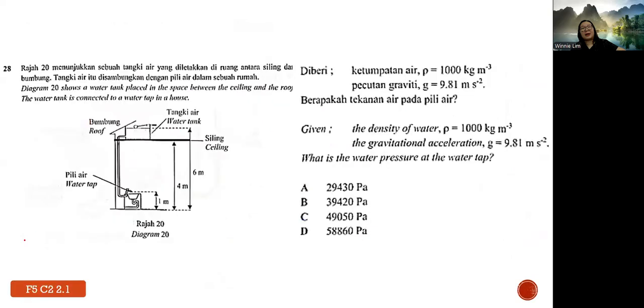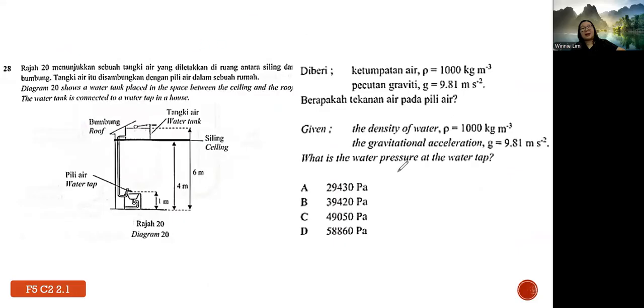28. Diagram 20 shows a water tank placed in the space between the ceiling and the roof, and the water tank is connected to a water tap in a house. So what is the water pressure acting on the water tap?